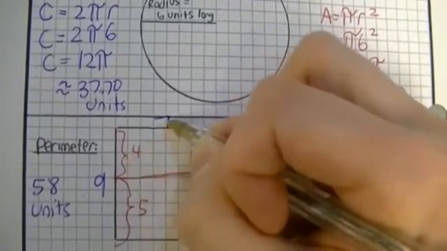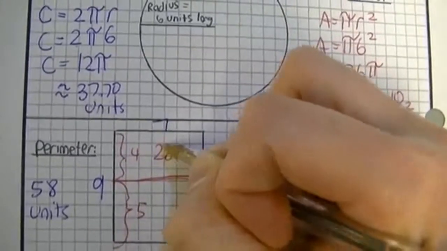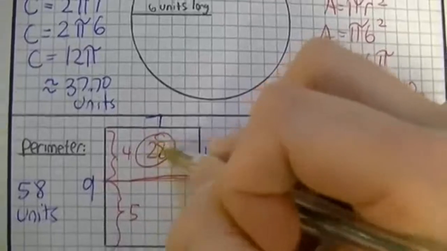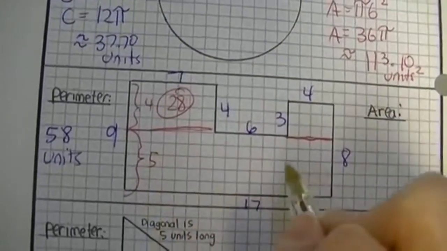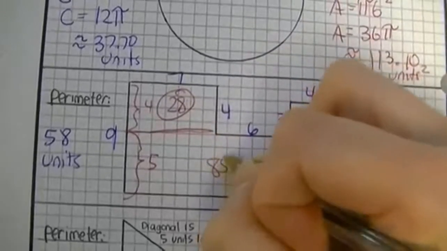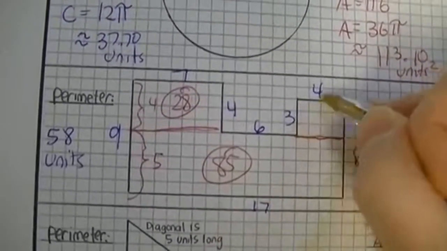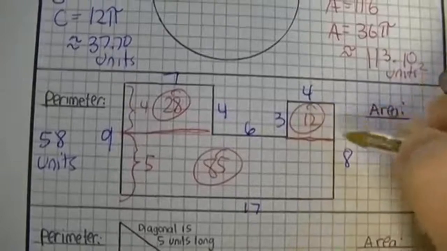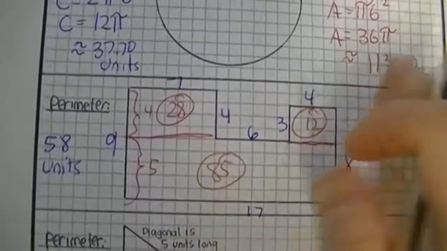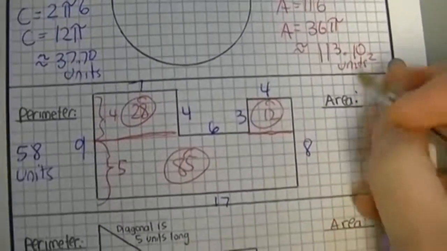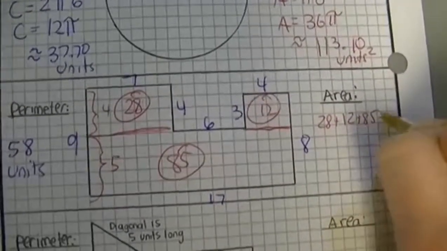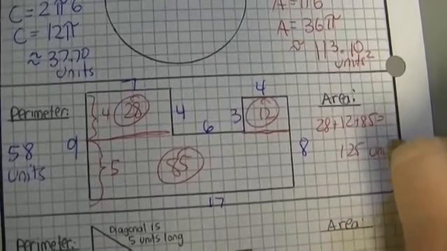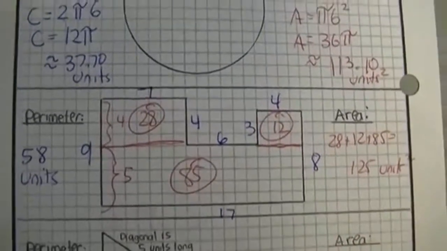So I would go 4 times 7 to get 28 units squared right here. And I like to circle the area and put it inside there. Here I'd go 5 times 17 to get the area of this chunk, and that's 85 units squared. Then here I'd go 3 times 4, and that's 12 units squared. Then you'd add the areas all together, 28 plus 85 plus 12, and when you do that, you end up with 125 units squared, okay?